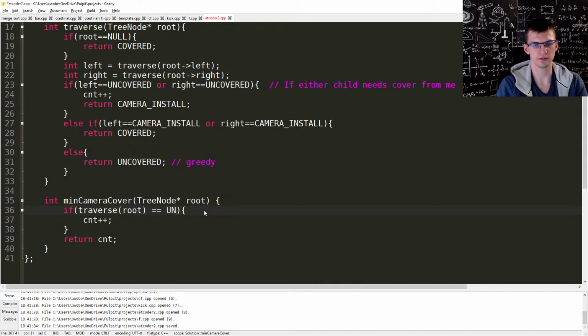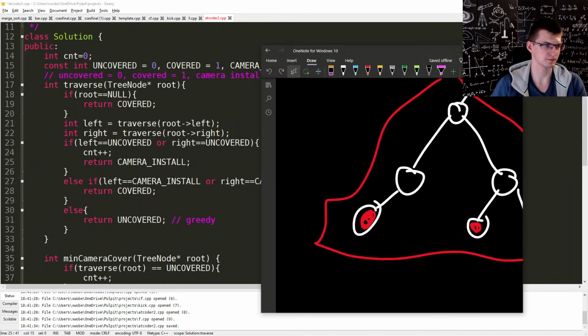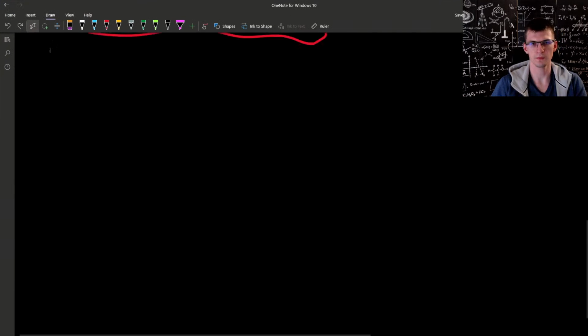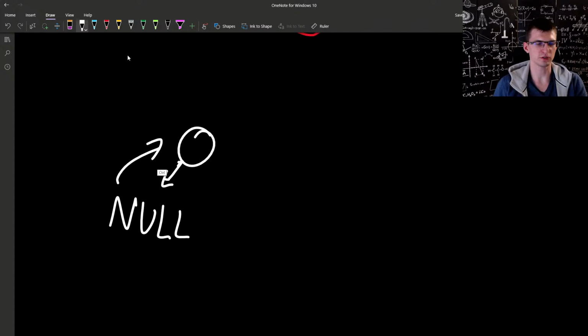What was the case here? If uncovered. Explain the base case. Like this, I explained it like 20 seconds ago, but I can repeat. If some vertex doesn't have a child, but asked about it, here there is null, no child here. What should we return to that parent? What information should we tell him?